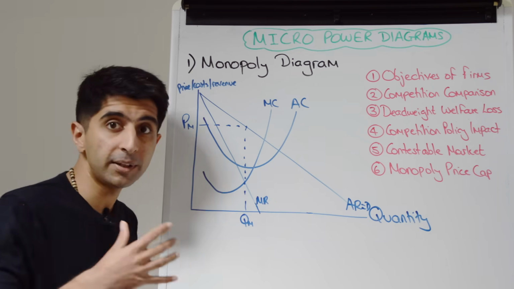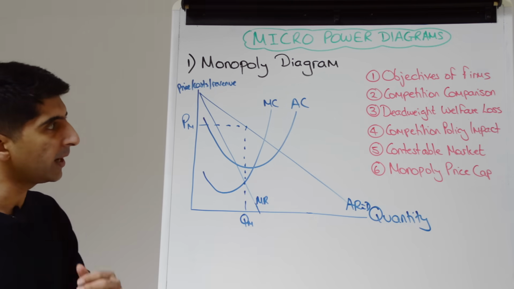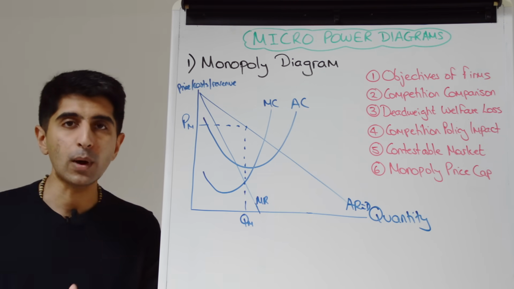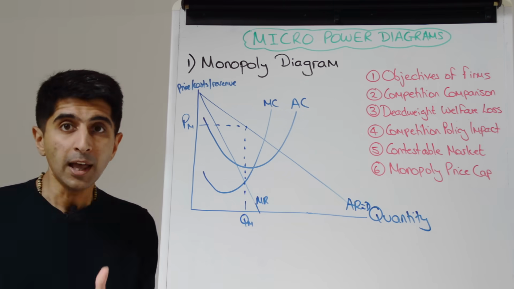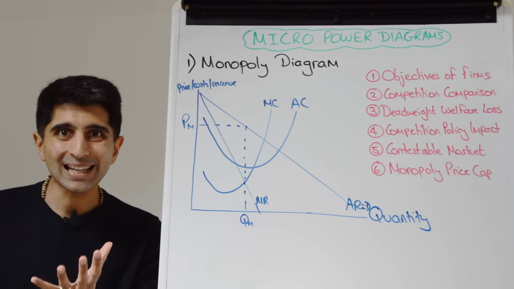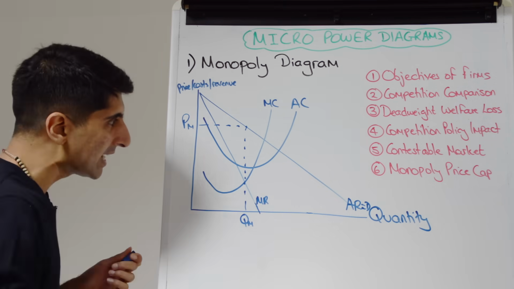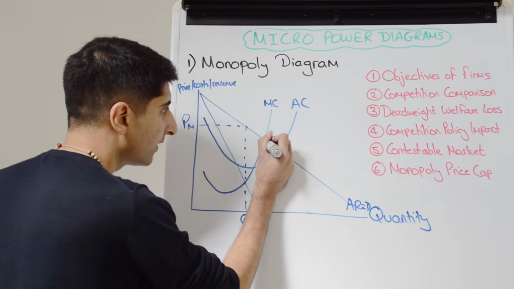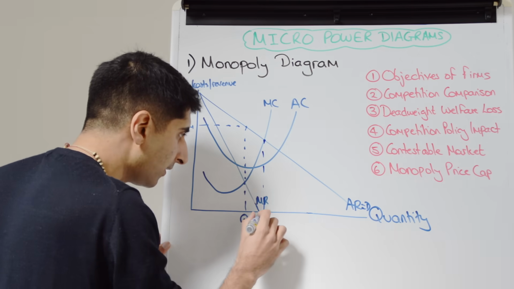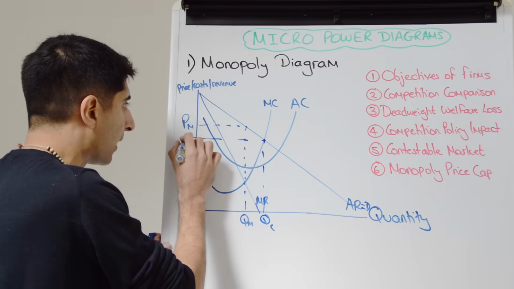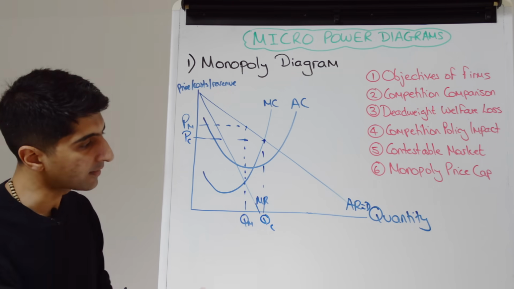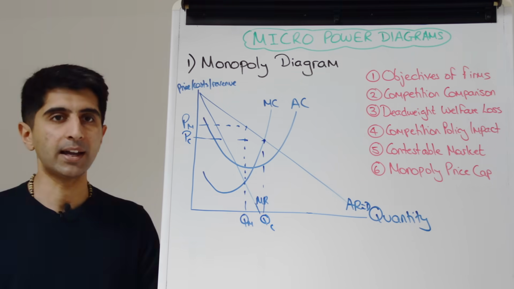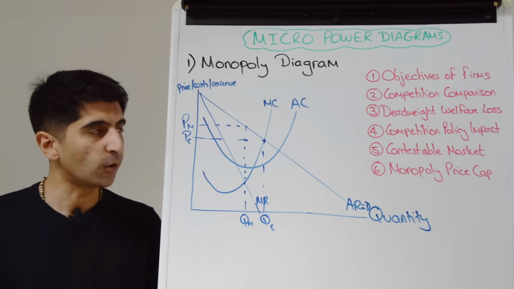We can show the competition comparison. So we have monopoly outcomes of PM and QM. We can also compare to competitive outcomes. So we know on this diagram, competitive firms would be allocatively efficient. We know that. Allocative efficiency is where P equals MC, that takes us here. So we can show that competitive outcomes will be QC and PC, exactly what we know. Lower prices in competitive markets, higher quantities in competitive markets. That's exactly what this diagram shows you as well.